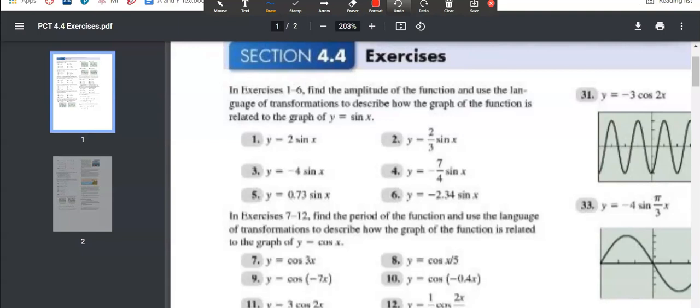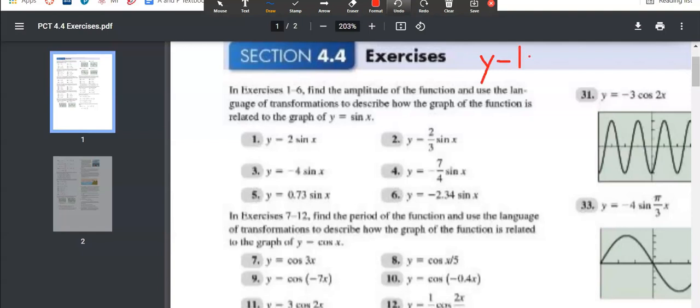Well, find the amplitude of the function and use the language of transformations to describe how the graph of the function is related to the graph of y equals sine x. So, has he talked much about or used the term fireproof form? He hasn't said it at all. This, I know what it is, but he specifically hasn't said it. But he also hasn't taught it yet because we haven't been in class yet.